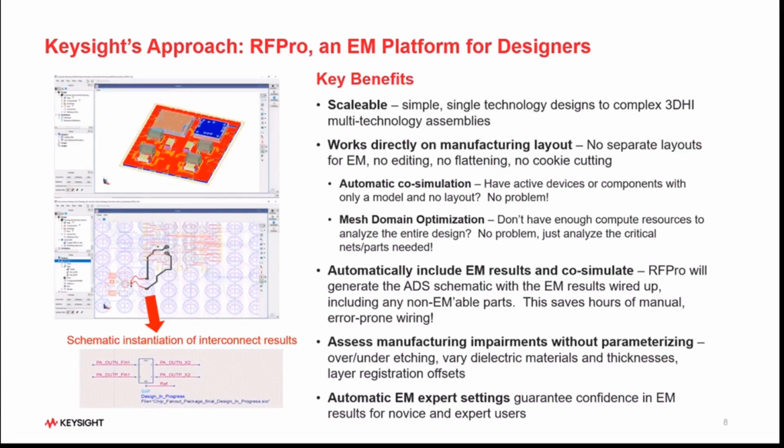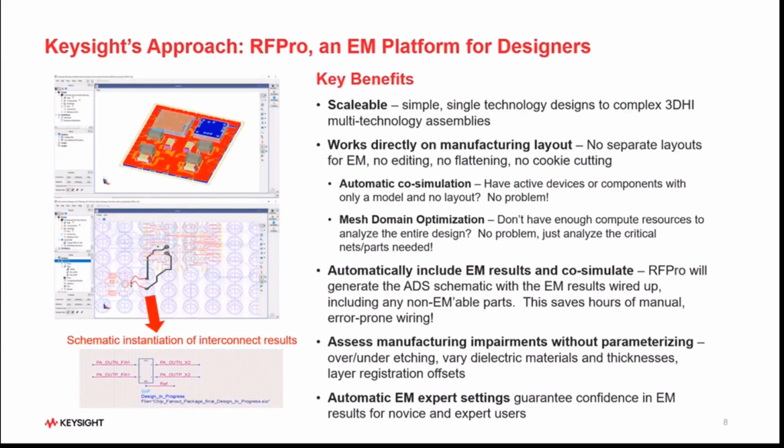The other thing that we do to make sure that you work in the manufacturing layout: a lot of times you have a problem that's just way too big. You don't have access to the compute resources you need. So we have a capability called mesh domain optimization, which will allow you to just analyze specific nets or specific areas of your design. And these nets can start at the bottom of the design at the board level, go up through the vias and bond wires, whatever, up into a package, up into chips or across chips. It will extract the entire net out of the design for you.